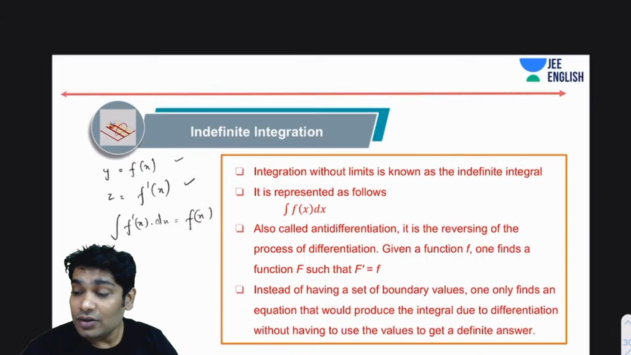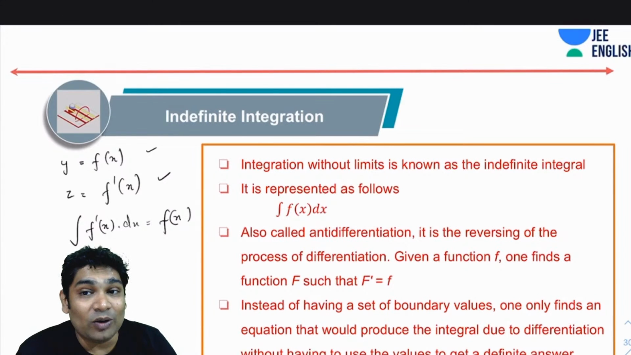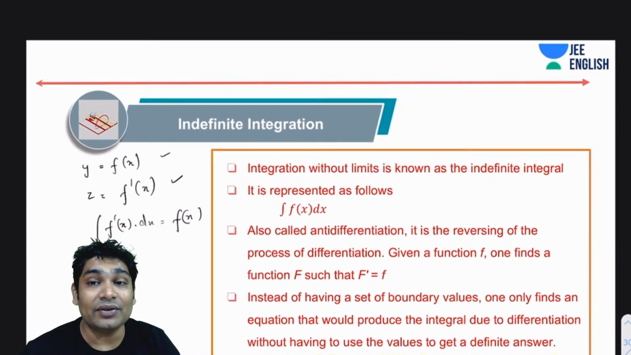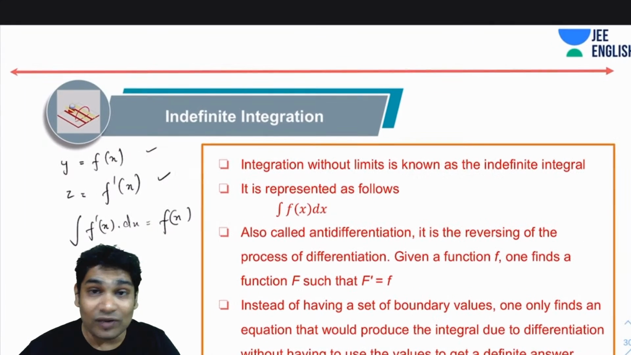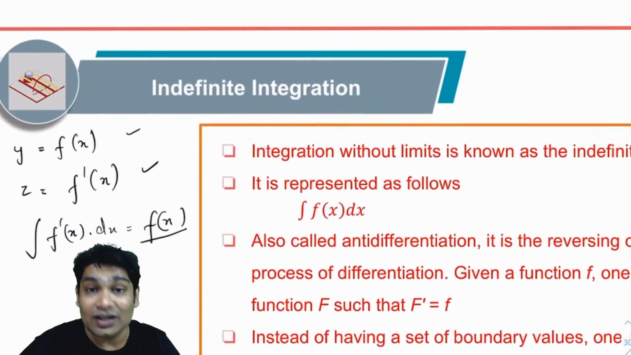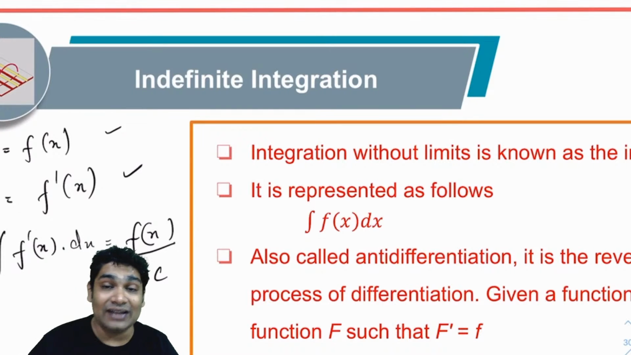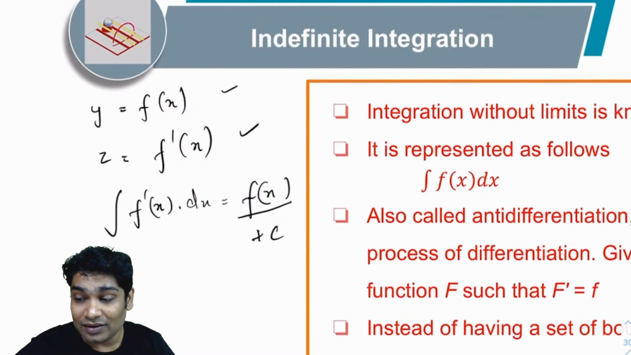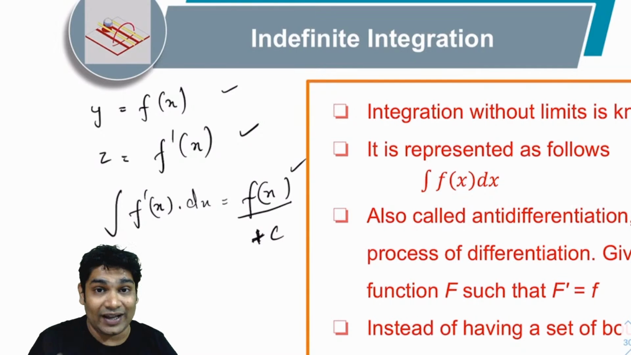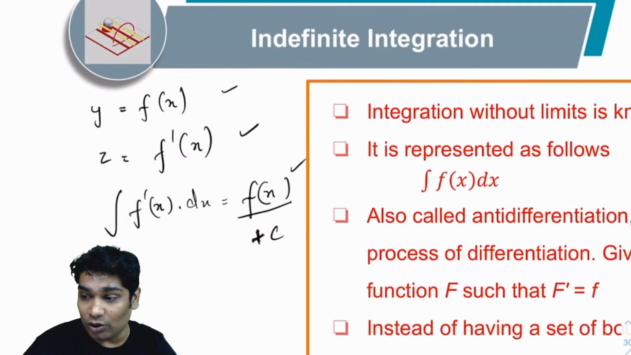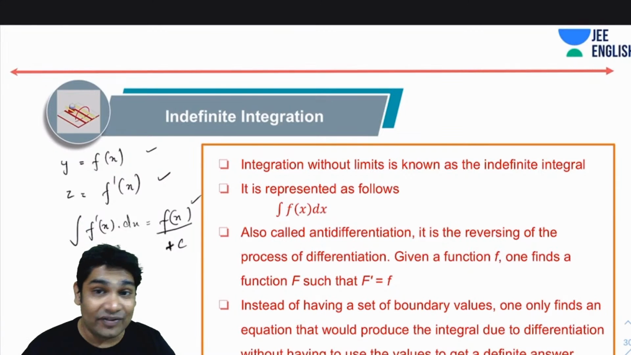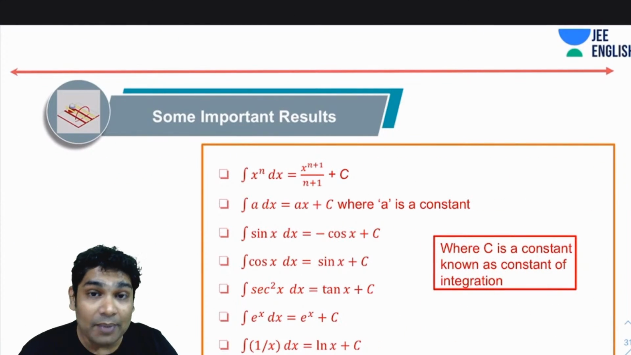Alright. So instead of having set boundaries, one only finds the equation that will produce the integral due to differentiation, without having to use the values to get a definite answer. So when you're performing indefinite integrals, you will find a function. You will not get a value, you will find a function. And you always add a c to this, and this c is a constant. It is called constant of integration. You will get an equation of x. You will not have a definite value like 2 or 3. All right. So just remember, this is anti-differentiation. That's about it. Let's see some important results.